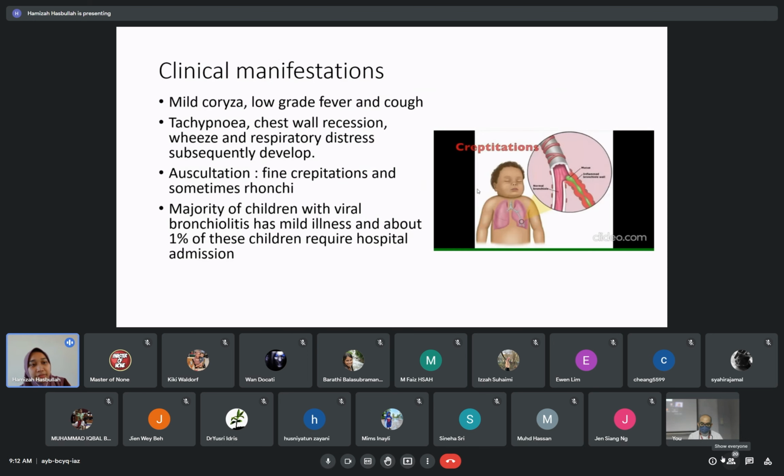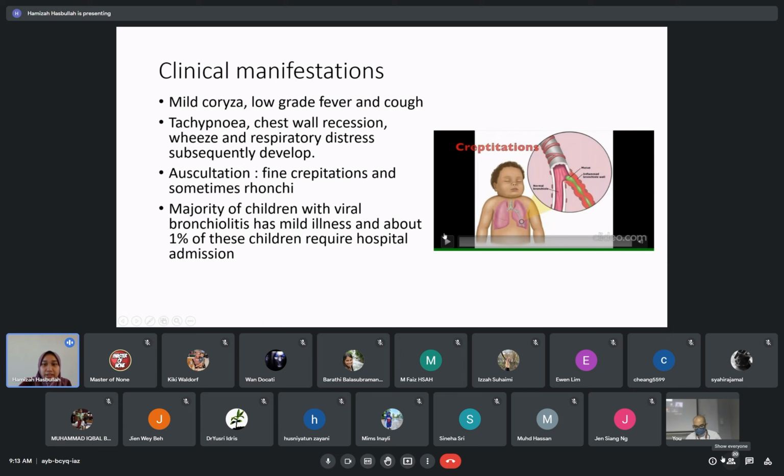So clinical manifestation, child who came with mild coryza, low grade fever and cough. The kidney ada chest wall retraction, wheeze and respiratory distress subsequently develop lepas tu. On auscultation, we may listen to fine crepitations and sometimes ronchi. So majority of children with viral bronchiolitis has mild illness, and about 1% of these children require hospital admission.